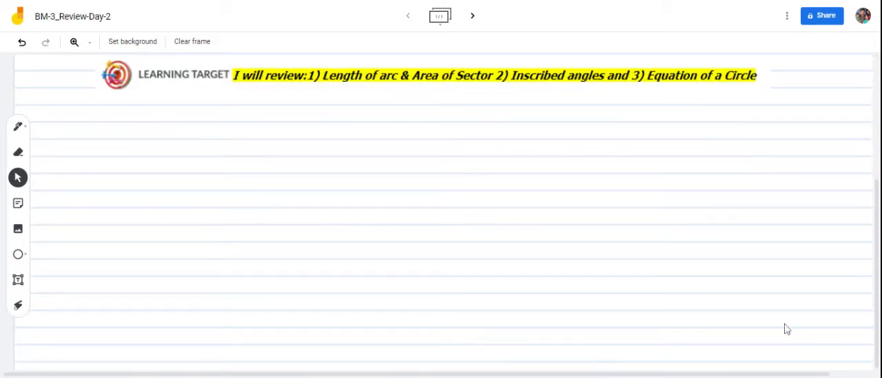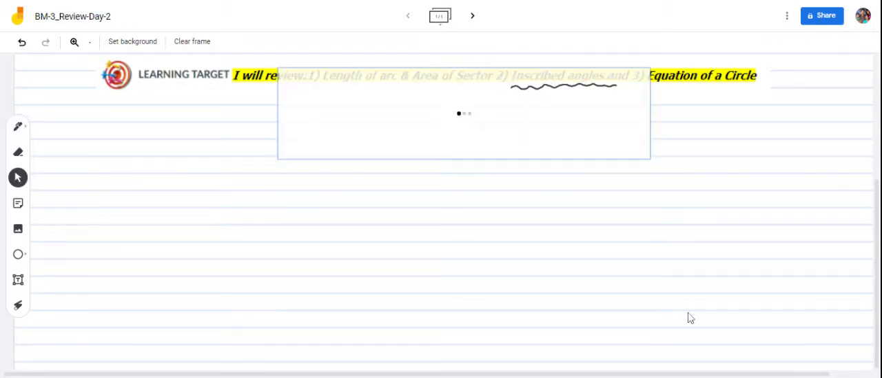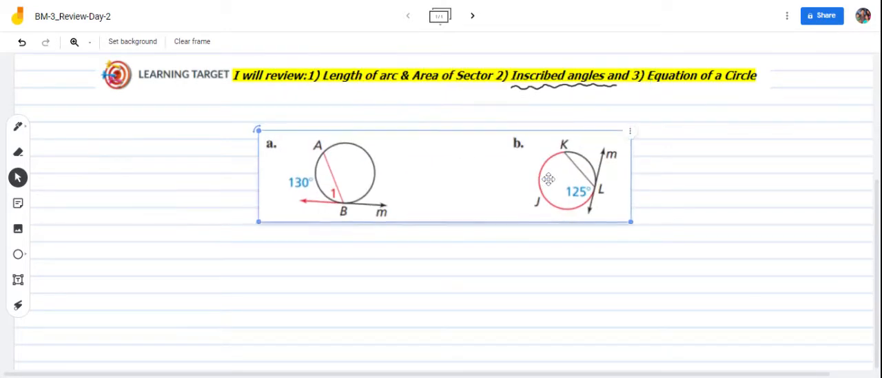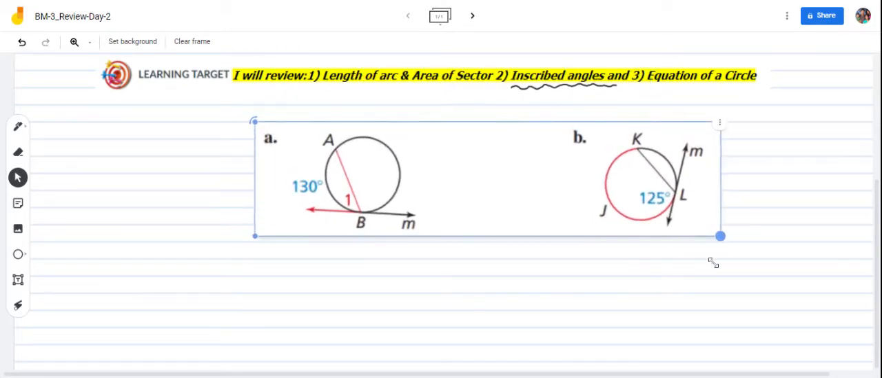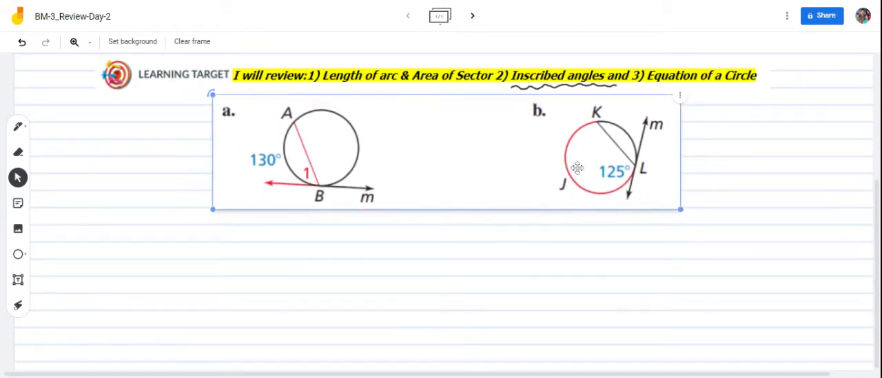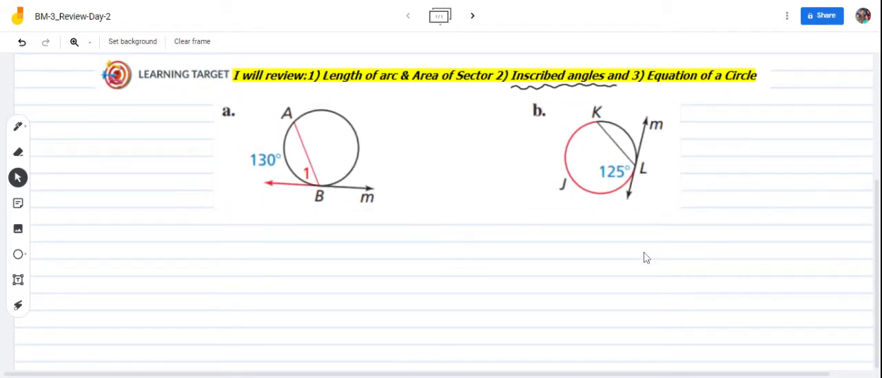Well, in today's class, I'm going to review length of arc, area of sector, inscribed angles, and equation of a circle. So, first of all, though I mentioned length of arc and area of sector first, I prefer to take inscribed angles, this topic, first. Okay, a couple of questions from that inscribed angles topic.